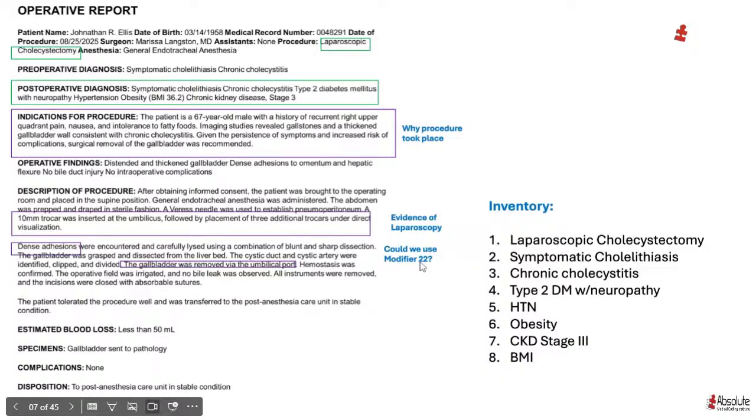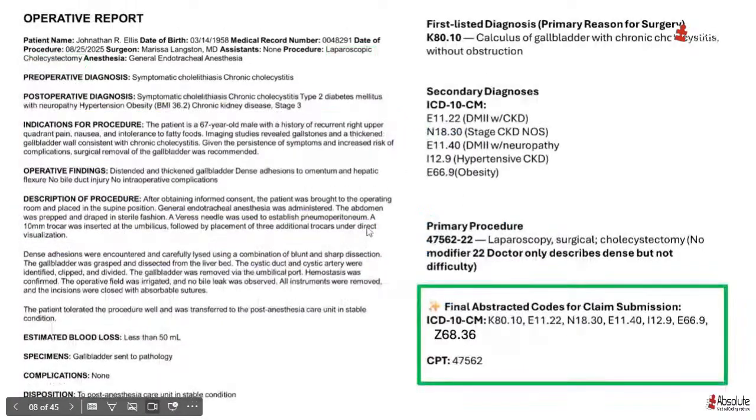Could we use modifier 22? Could we? Go ahead. What do you think? Do you think this is increased procedural service because the doctor documented that there were dense adhesions? Just a thought. All right. I just want to move along because this is homework.